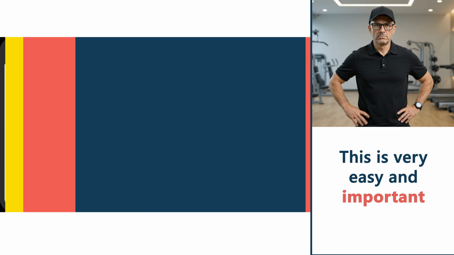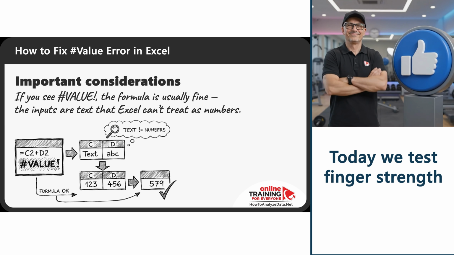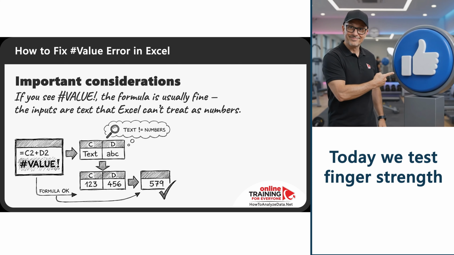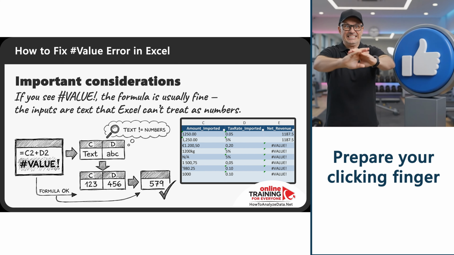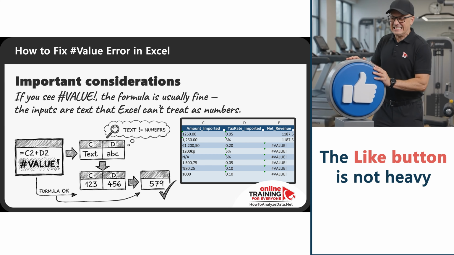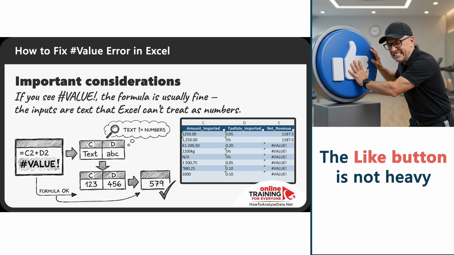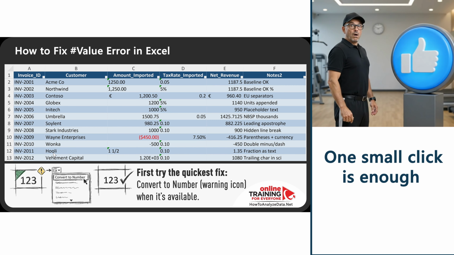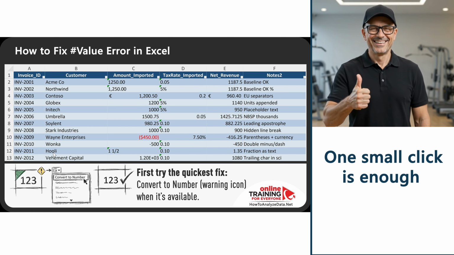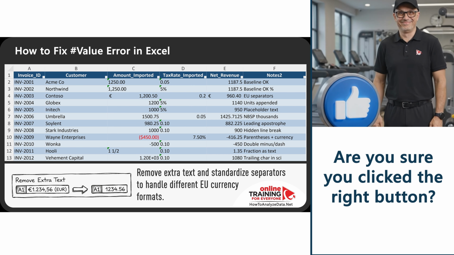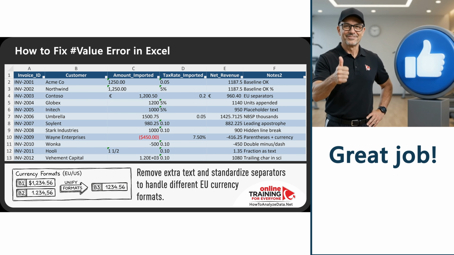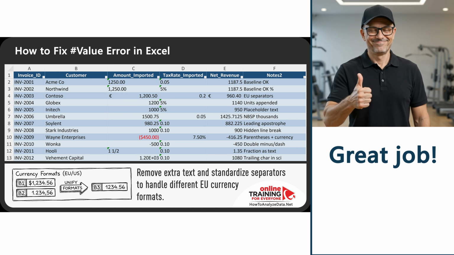Let's recap. If you see the #VALUE! error, the formula is most likely fine. All it means is that you should be looking at the inputs, columns C and D in my case. And the problem most likely is that Excel can't treat text as numbers. You can try the fastest fix: convert input numbers into number or currency. And if that doesn't work, you can remove extra text and handle different currency formats by standardizing separators.